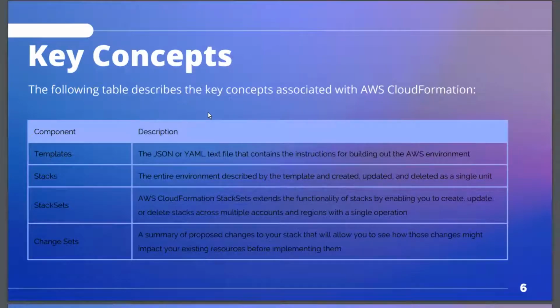Then the key concept is the template. A template is either a JSON or YAML text file, it can be both. So any code written in JSON or YAML, it will read it for us. So definitely we are saying we store it in JSON or YAML format.